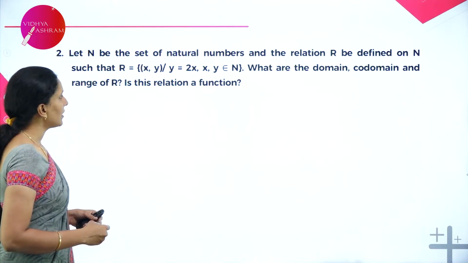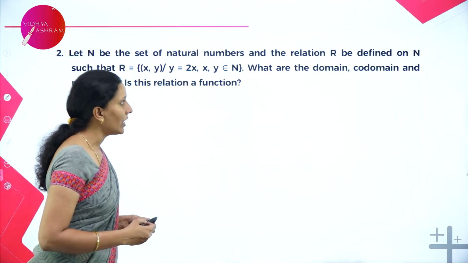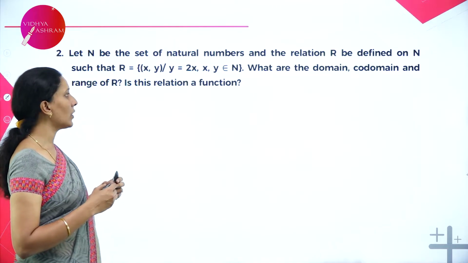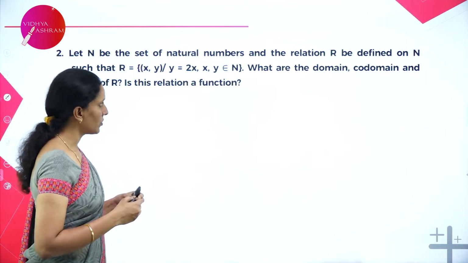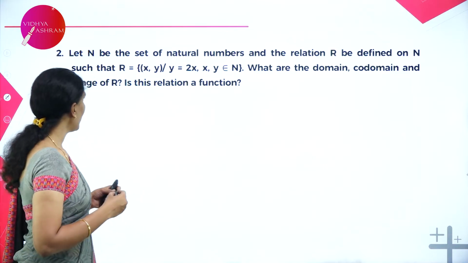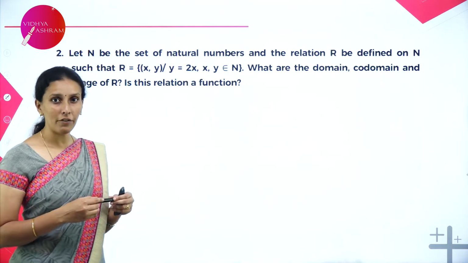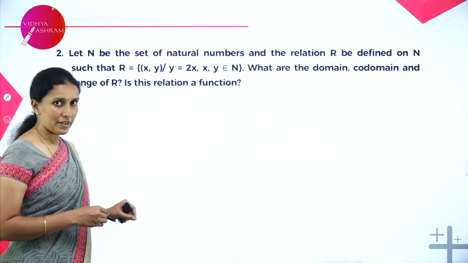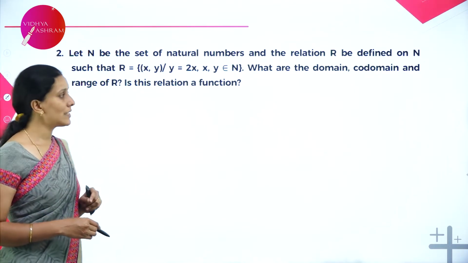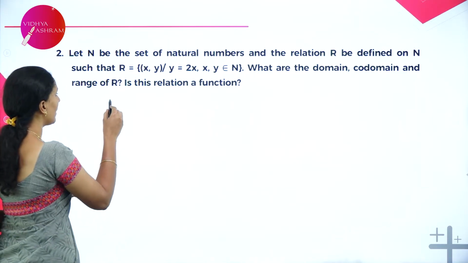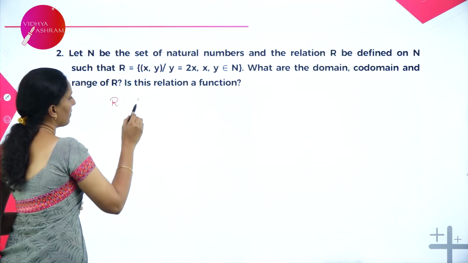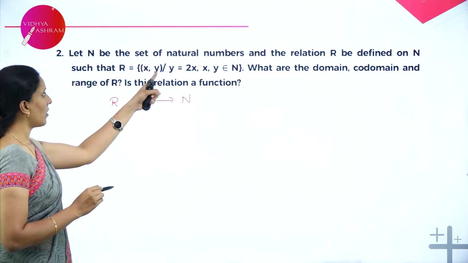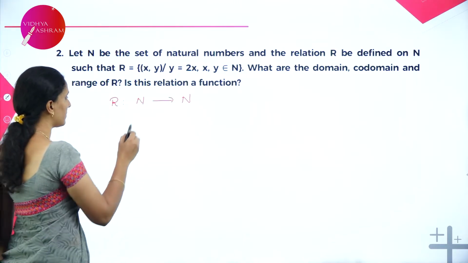Next, let N be the set of all natural numbers and the relation R be defined on N such that R = {(x, y) : y = 2x, x, y belong to N}. What are the domain, codomain and range of R? Is this relation a function? Now, when I say a function, all the elements in the first set should have some images in the second set. Here I am defining a relation R from the set of natural numbers to the set of natural numbers, in a way, (x, y), where y is equal to 2x.